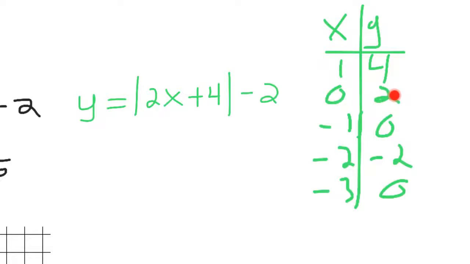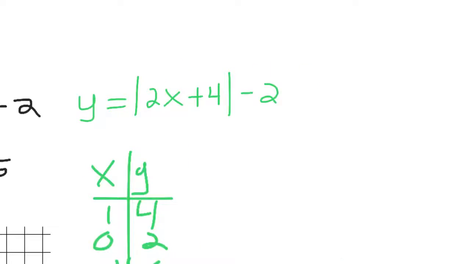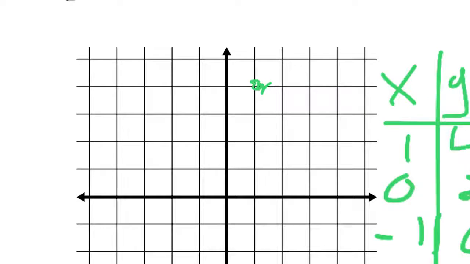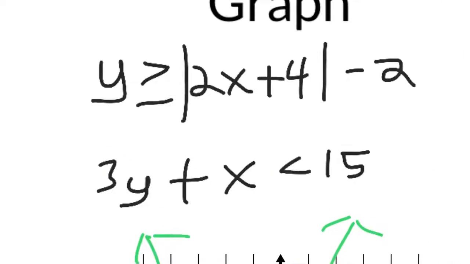I plugged in 0 and I got out 2. I plugged in -1, I got out 0. So we can use these data points and graph them. And then we'll have the structure of the inequality graph, the line at least for it. So there, we'll stop there. We've graphed the top one.